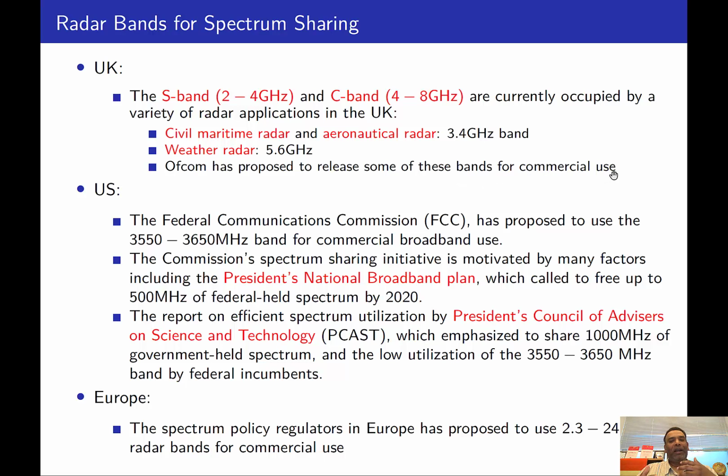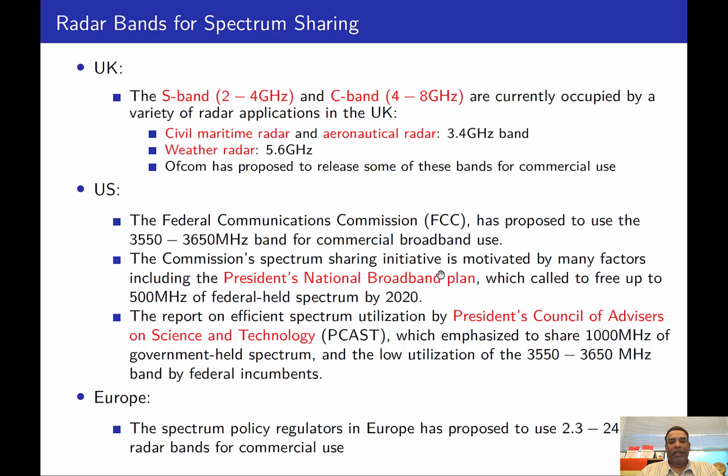So the radar spectrums are going to be shared with the cellular system or mobile broadband service providers to support future demand in the cellular system. In US, the FCC has proposed to use the 3.55 GHz to 3.65 GHz band for commercial broadband use. This is the CBRS band.